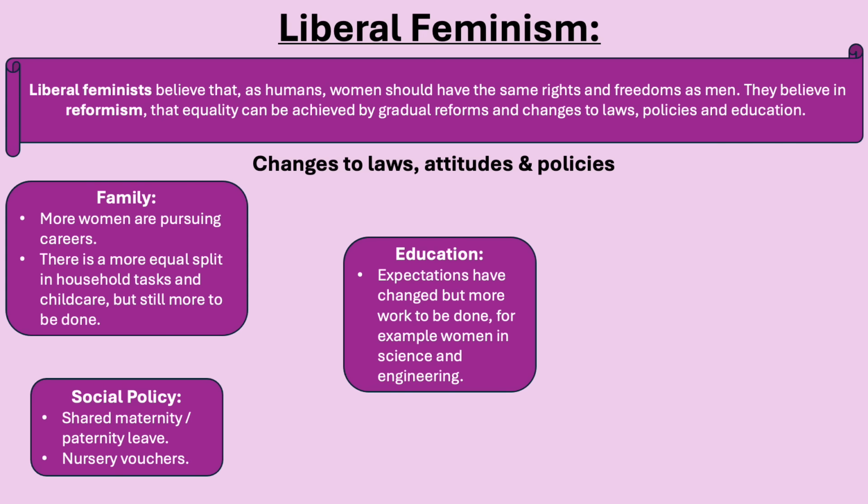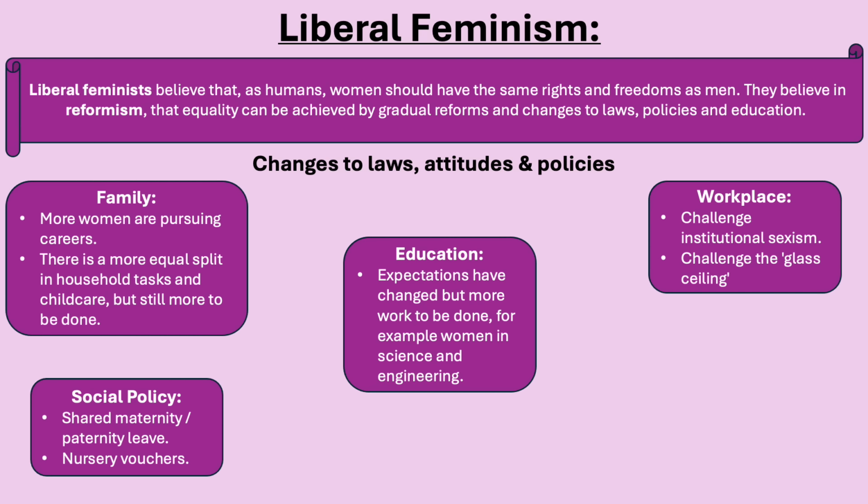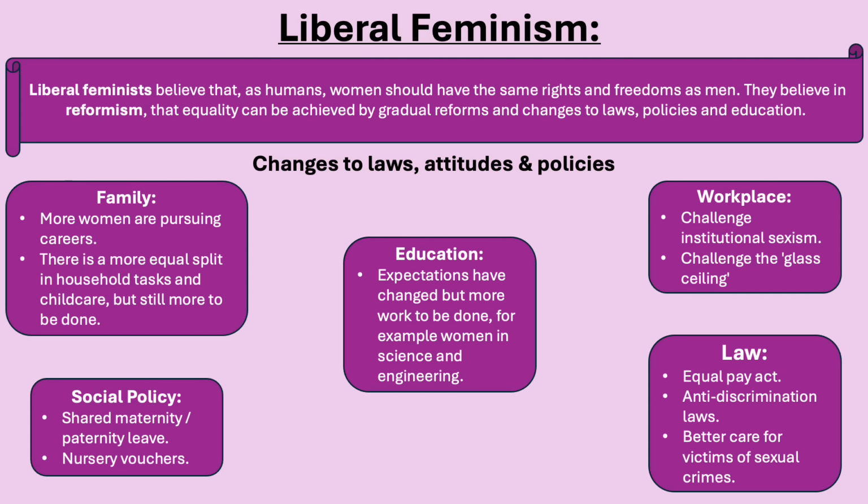But an example of this is women in science and engineering. So we have women in STEM, just and wise, remember that from the education video. In the workplace, we challenge institutional sexism with things like the 1975 Sex Discrimination Act, and also challenge the glass ceiling. And law, we have the Equal Pay Act of 1970, the Anti-Discrimination Laws, again 1975 Sex Discrimination Act, and better care for victims of sexual crimes. So an example of changes in the law for that would be in 1991, marital rape was finally criminalised, and I still find that shocking how recent that is.